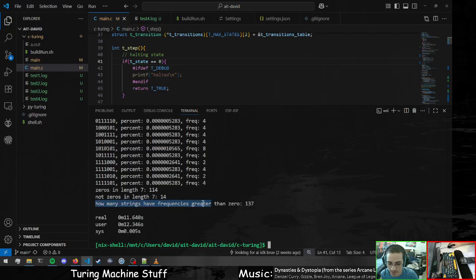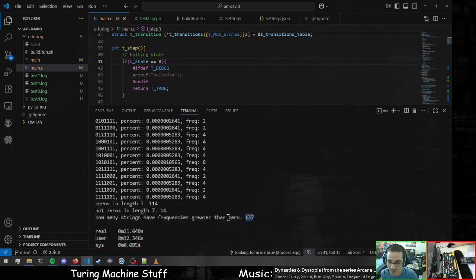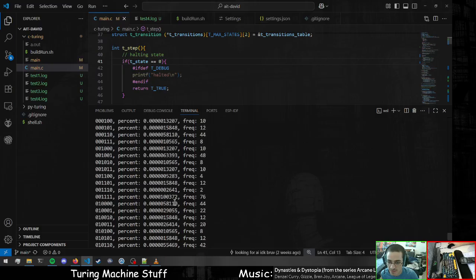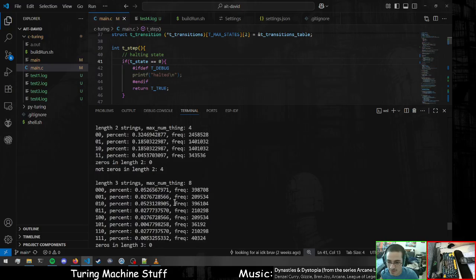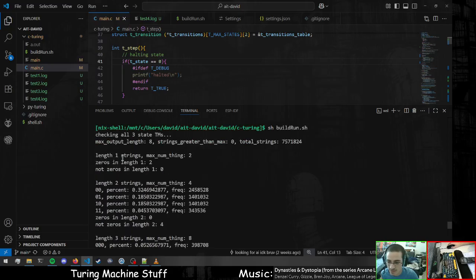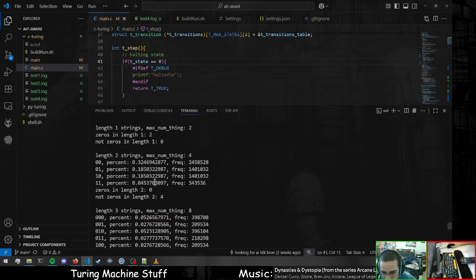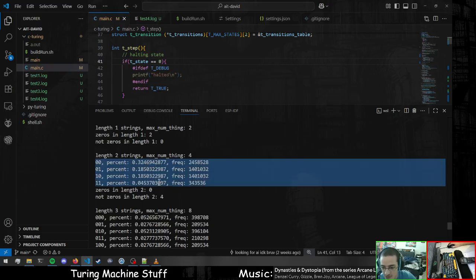Hold up. We have more than 128 strings. Is that... yeah, look at this. The length 1 strings are gone. I knew that would happen. Come on, that happened last time.